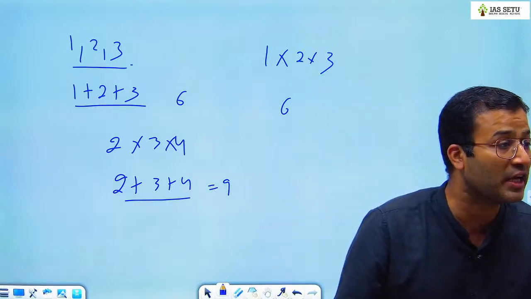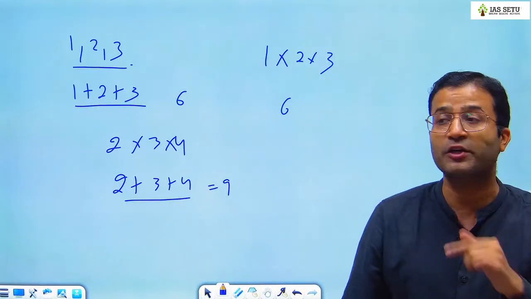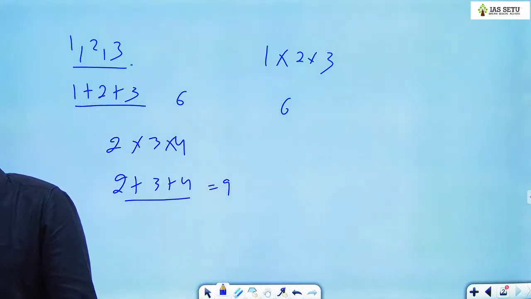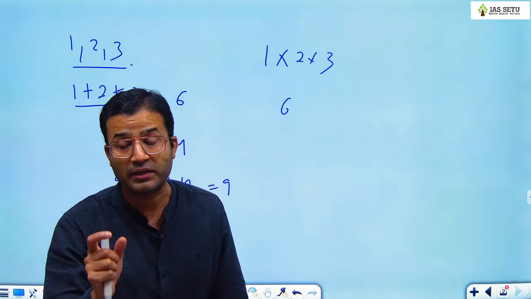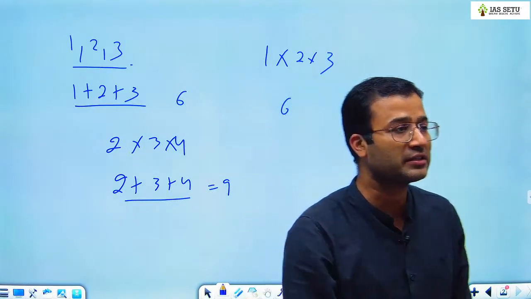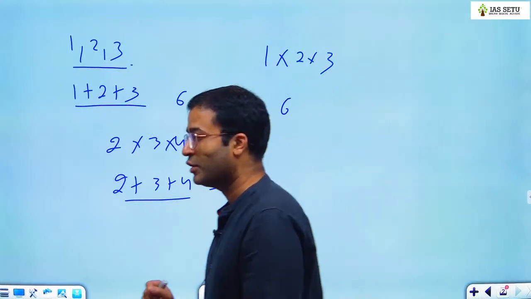Why? Because UPSC has not asked 3 consecutive natural numbers. In the UPSC question they asked 3 consecutive integers. So you have to be careful. It is a small thing, but here you have to read each and every word very carefully. Even last year there was a question from the clock.